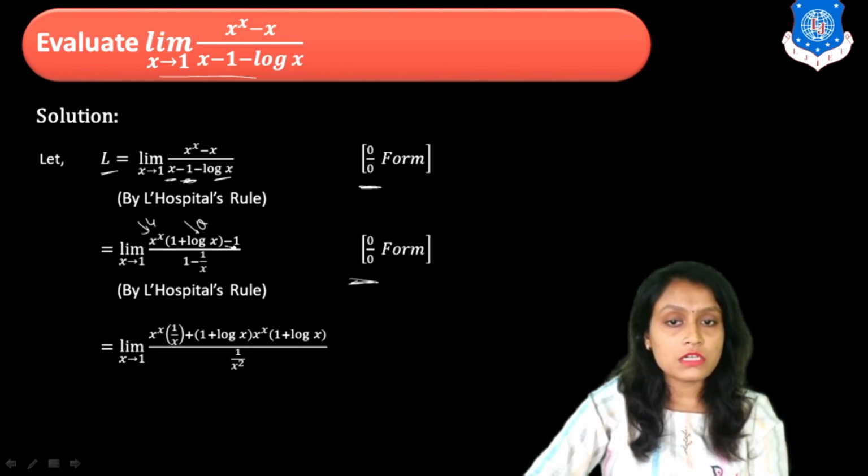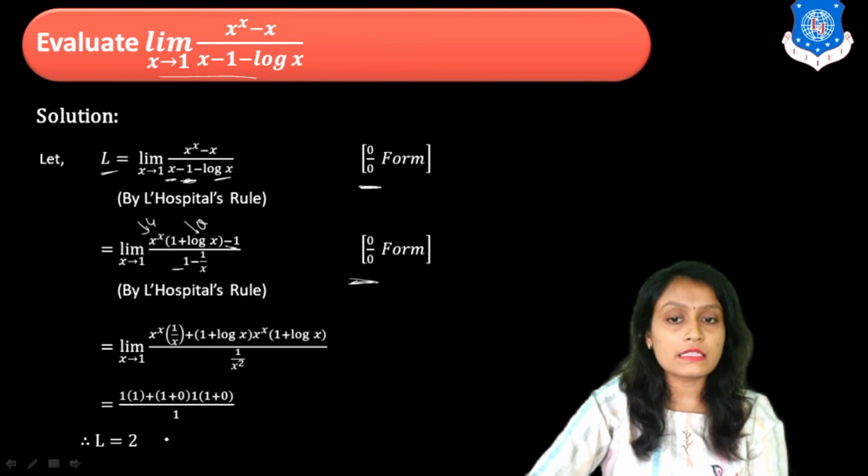This term is constant, so its derivative is 0. And the derivative of this term, that is 1, is constant, so it is 0, minus as it is, the derivative of 1 upon x, that is minus 1 upon x square. So here you will get plus 1 upon x square. Now again if you substitute x equals 1, you will get this value. On simplifying, you will get the answer of L as 2.